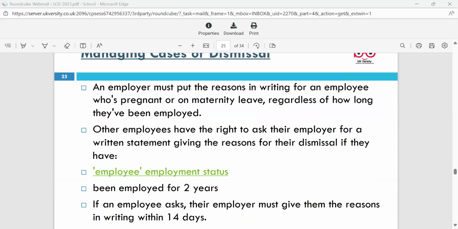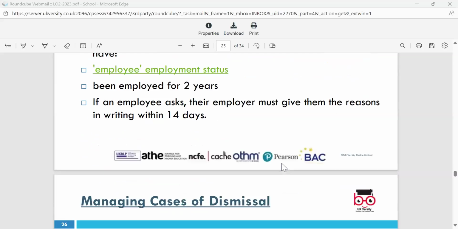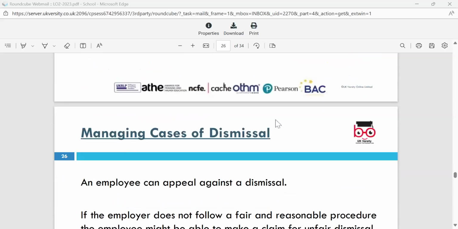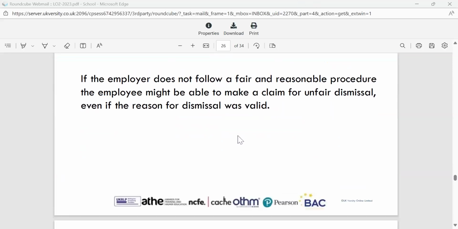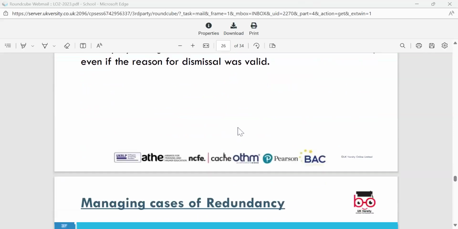Managing cases of dismissal, again, elements of managing cases of dismissal. Like we said, they have to put it in writing for an employee, and employees have a right of appeal, and employees have the right to ask why they've been dismissed. If they've been employed for 2 years, they have that right. If they've been employed for less than 2 years, then they don't have that right. An employee can appeal, they have the right to follow the procedures, and make sure that appeals are put in place. And if they feel that it's an unfair dismissal, they need to make a claim for that.